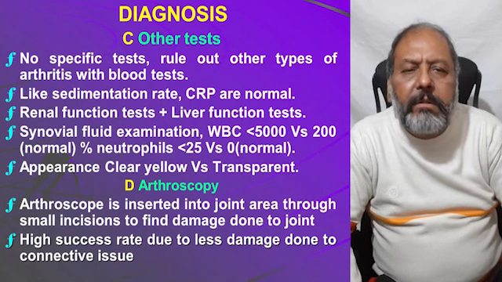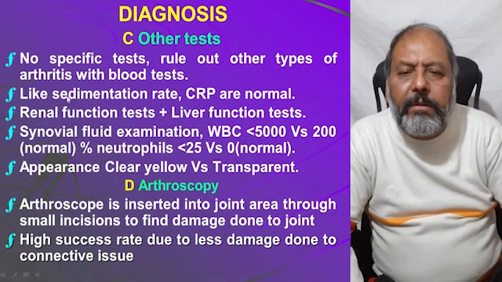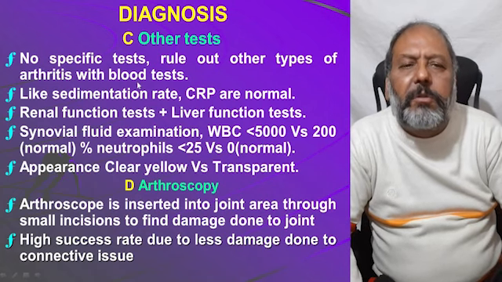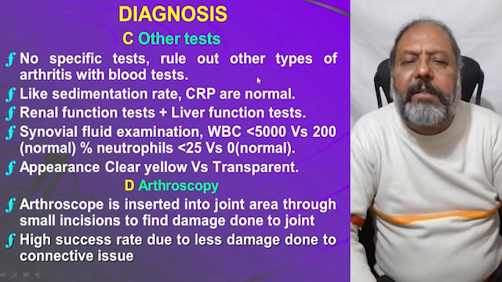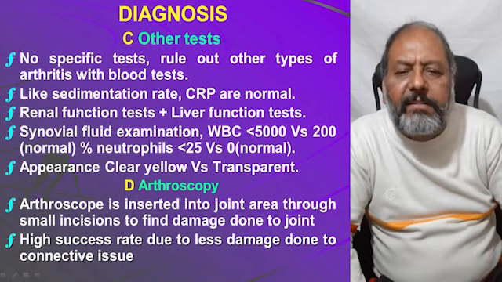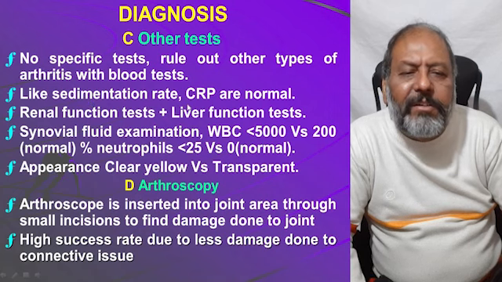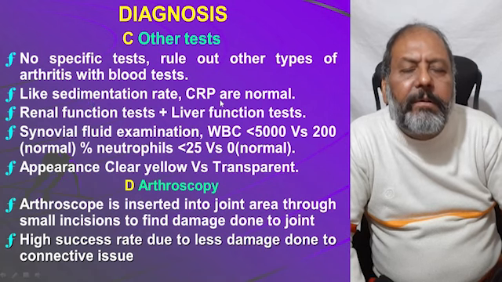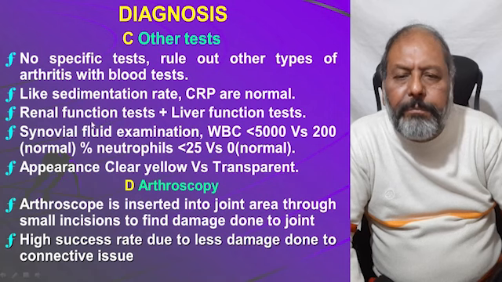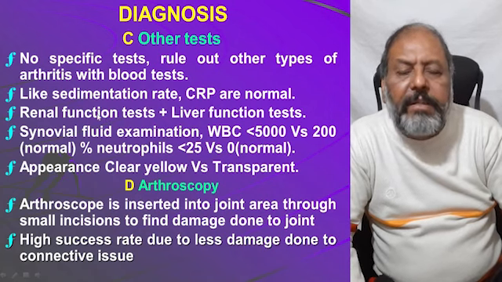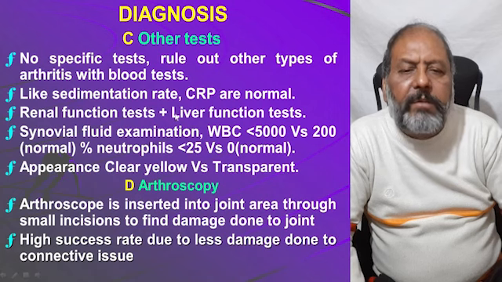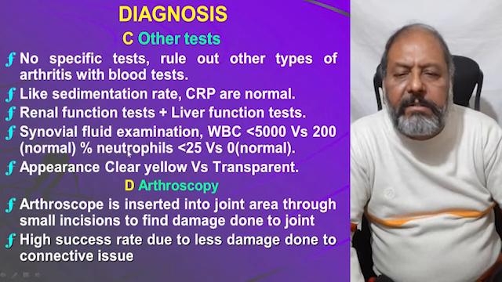Now, next in diagnosis are other tests. There is no specific test for osteoarthritis, but one has to rule out the other types of arthritis with blood tests like sedimentation rate and CRP, which are normal because it is not an inflammatory disease, and the renal function test and the liver function test to look for any loss in renal or liver function.